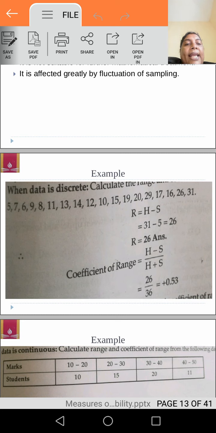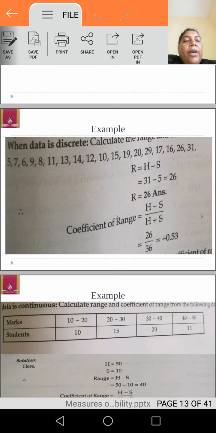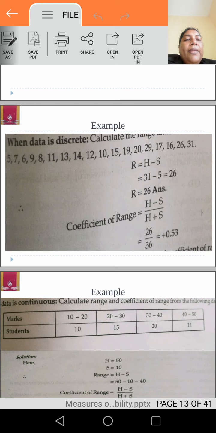In the series, highest value is 31, smallest value is 5. So, range is equal to H minus S. That means 31 minus 5 is equal to 26. And we can also identify the coefficient of range, that is (H minus S) divided by (H plus S). Here 26 is the range value and H plus S is equal to 31 plus 5, which is 36. So we get the value 0.53.